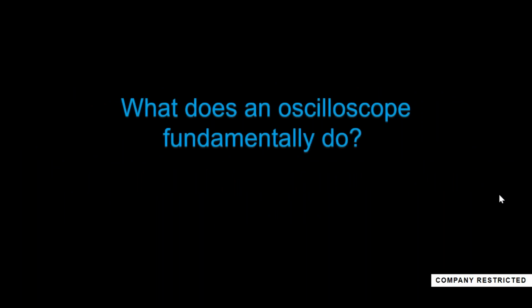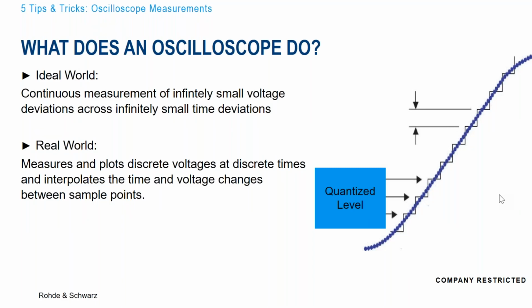So when we talk about vertical resolution, we can talk about what an oscilloscope fundamentally does. In an ideal world, we'd have a continuous measurement of infinitely small voltage deviations across infinitely small time deviations. So we would have no gaps in time, and we would have infinitely precise vertical steps. In the real world, we are plotting and measuring discrete voltages, and we can't do that continuously. So we have to do it at a particular rate. That's our sample rate on the horizontal scale. On the vertical scale, we have to either round up or round down. That's what we call a quantized level, but you could think of them as stair steps. There's only so many stair steps available on the screen, so we want them to be as small as possible so we can determine more precise voltage levels.